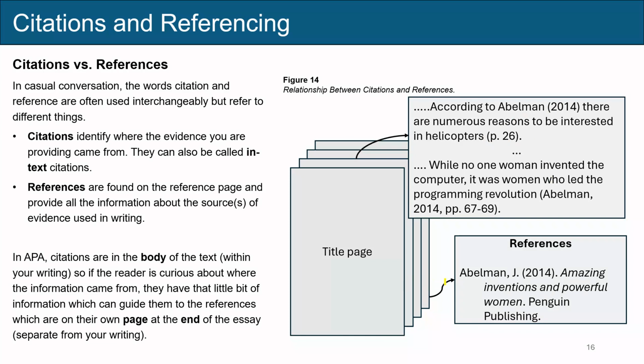In your references, this is the full address of that information. So if I am reading your paper and I'm like, that's interesting, I would like to know more about what this author has said, I will say, okay, so that's Abelman in 2014. Then I'll go to my references and I'll have the full information on that source, which will be starting with the author's last name, Abelman. And in APA, we never write out the first or middle names. We just use initials. So Abelman, comma, and then his first initial is J, period.